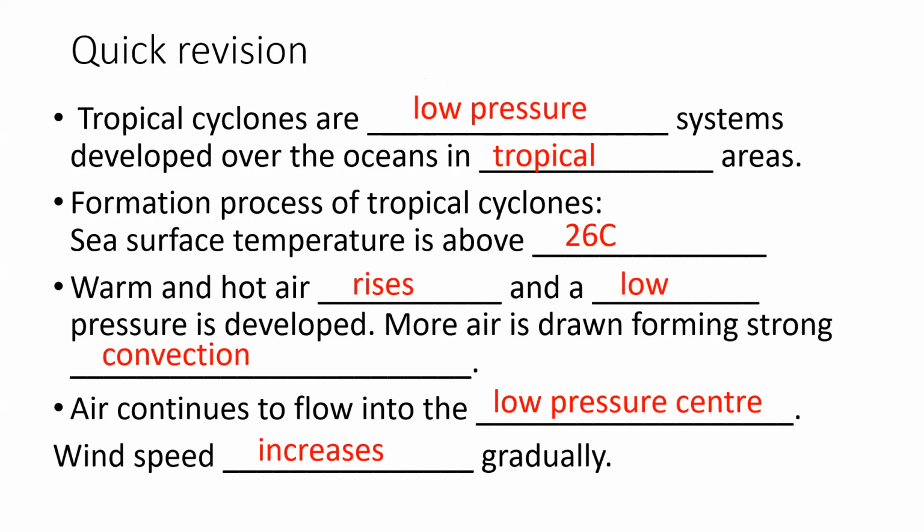Okay, let's go back to the last screen. Now, tropical cyclones are low pressure systems which are developed over the oceans in tropical areas. And formation process of tropical cyclones. Okay, the sea temperature is about 26 degrees Celsius. And the warm and hot weather rises and the low pressure is developed. More air is drawn, forming strong convection. And air continues to flow into the low pressure center, and the wind speed increases gradually.